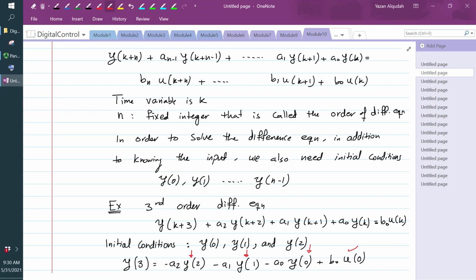So again, for this system, I know y of 0, I know y of 1, I know y of 2. I'm going to calculate y of 3. I'm going to need y of 0, y of 1, and y of 2 in order to be able to calculate y of 3.